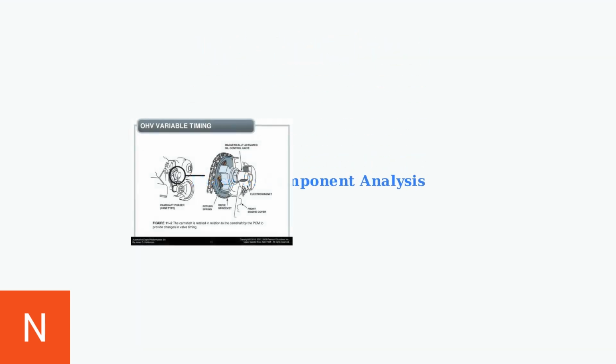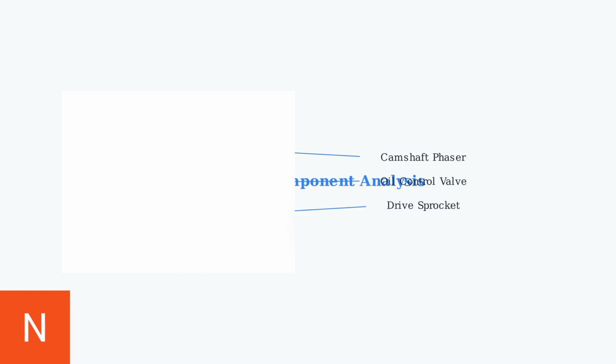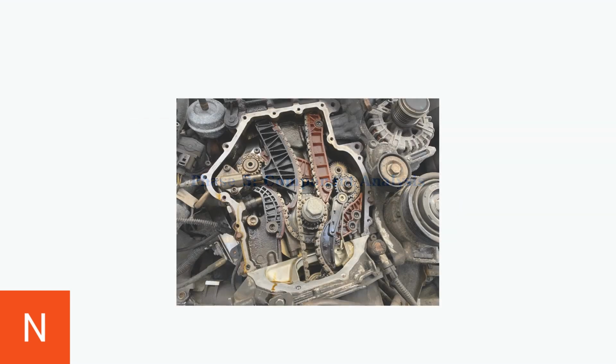Understanding the VVT system components helps identify the root cause. The camshaft phaser, oil control valve, and timing chain all work together to control valve timing precisely. Timing chain condition is crucial for proper camshaft positioning. Stretched chains can cause delayed response times that trigger the P00D code.